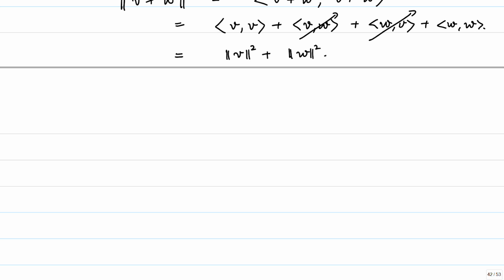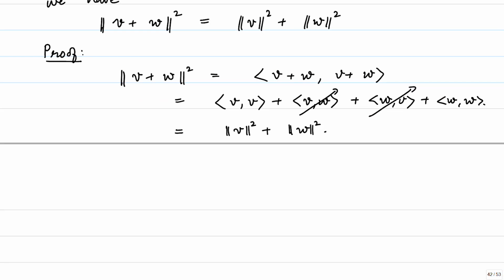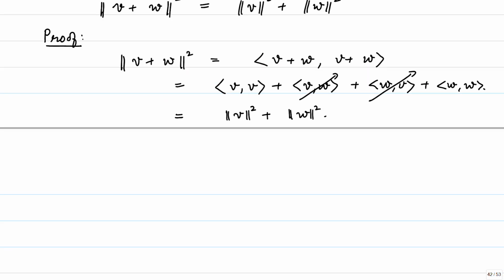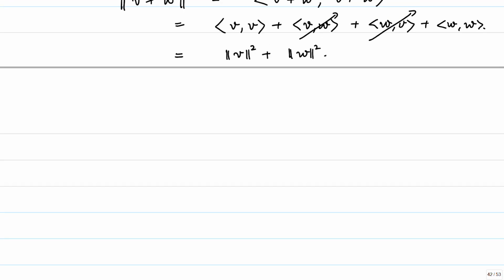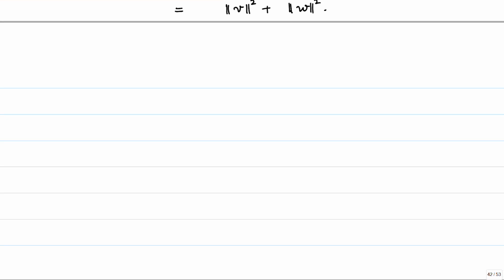So the inner product and the properties therein give us a very compact and elegant proof of the Pythagoras theorem. In fact, we can say a little more: a more general version of the Pythagoras theorem can be proved.